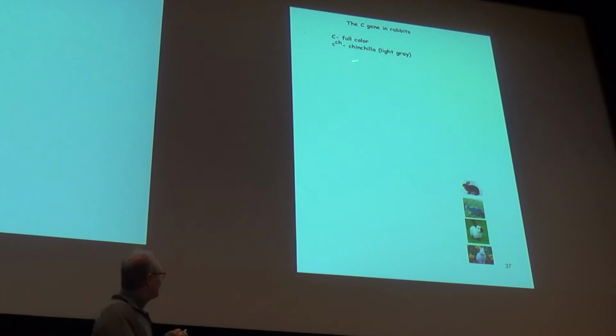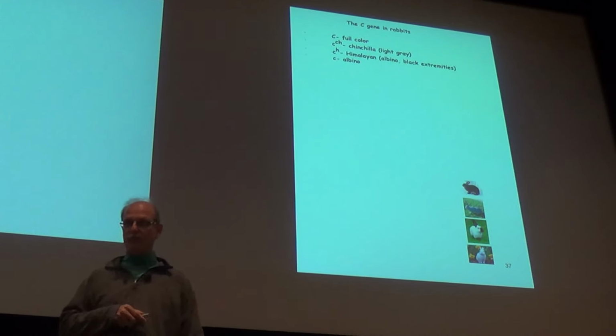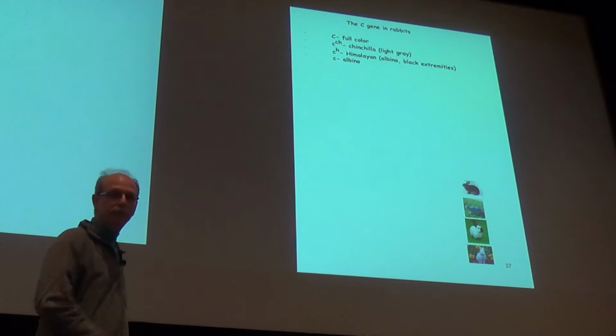So, then there you have what's known as chinchilla, which is this one here, which is light gray in color. Then you have Himalayan, and that's this one here. It's an albino rabbit with black extremities. Its ears, its nose, and its paws are black. And then, of course, you have the one that everybody likes and loves, the little albino rabbit, which is a little c. So let's imagine there are 4 alleles for this single gene. Okay? 1, 2, 3, 4.